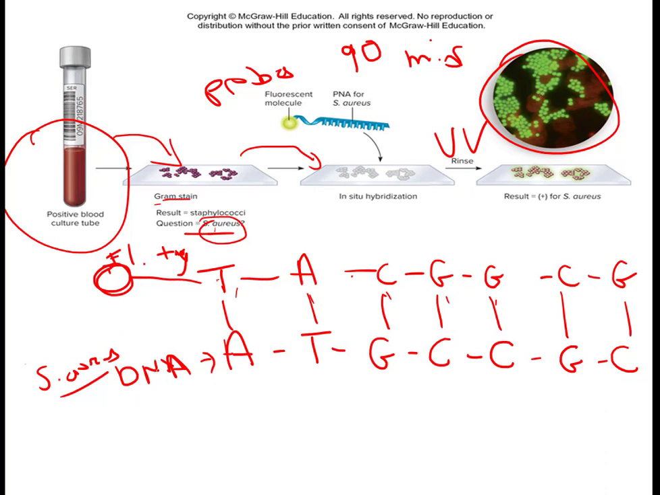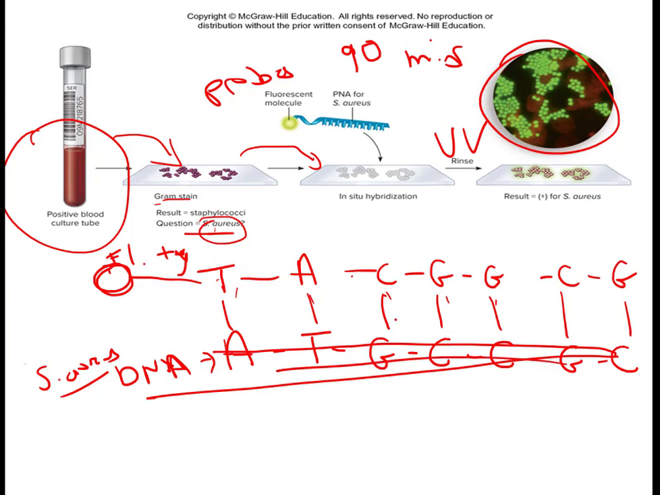Now, if your DNA was not Staph, it was something else, these sequences wouldn't hybridize with each other, and the bacteria would never fluoresce, so you would have a negative result. So overall, a positive result means you would see fluorescence. A negative result would mean there was no fluorescence. If you didn't see fluorescence, it's negative.